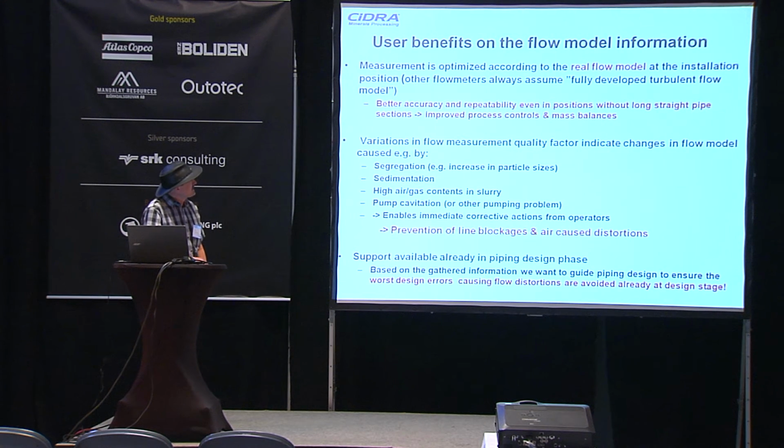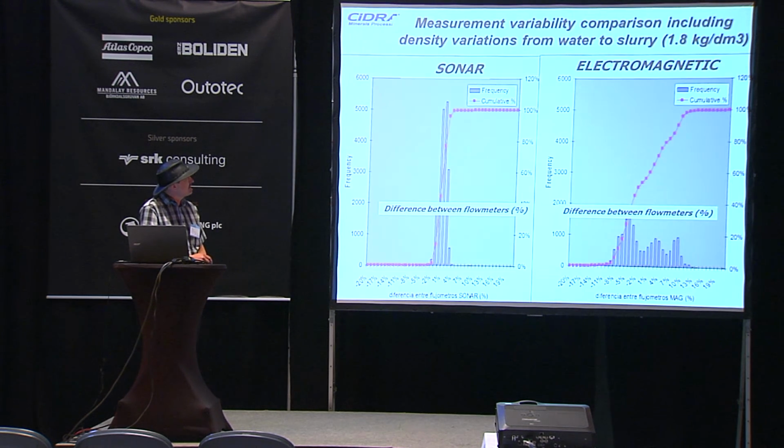Based on this, we see the flow model, so we can also offer support already in the pipeline design phase, on how to design the pipeline so that density measurement and flow measurement have the best possible capabilities to work as well as possible. So we are willing to come to help you in the piping design to avoid those typical errors that are causing problems for all measurements.